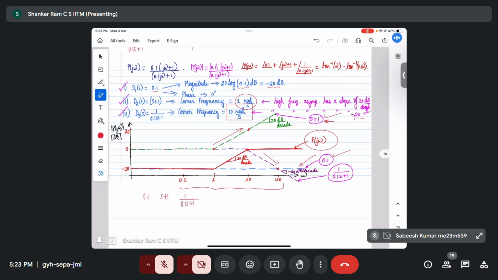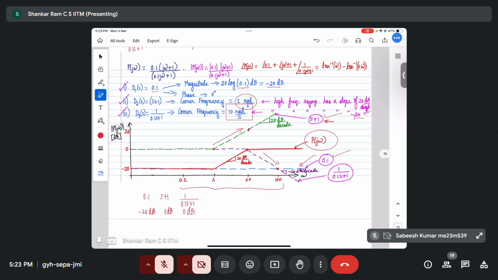So at low frequencies, this will always give -20 decibels, right? This will give 0 decibels. This will give 0 decibels, right? So where will it start? Okay. Noted, sir. Noted. Right? Yeah. So that is why this asymptote thing helps, right? I hope it's clear, right?